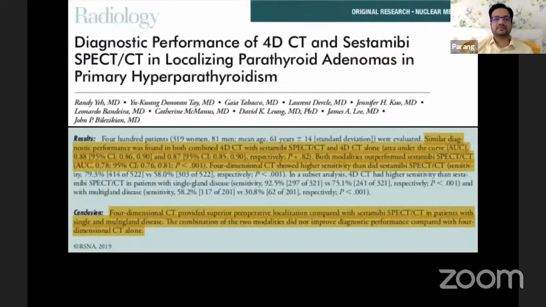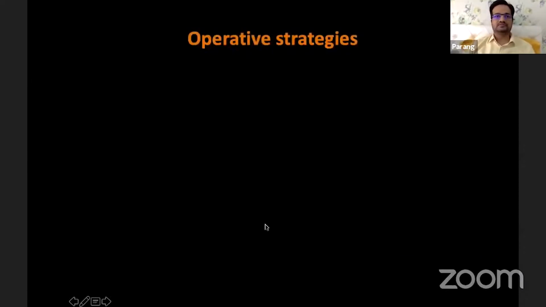And this recent paper clearly compared the diagnostic performance of 4D CT with Sestamibi SPECT CT. What they found is that when you combine the 4D CT with the Sestamibi scan, you do not get any additional advantage over the 4D CT alone. So the addition of SPECT Sestamibi is not going to help you localize better in single disease, and not at all in picking up multiglandular disease, which would anyway be done by this 4D CT alone.